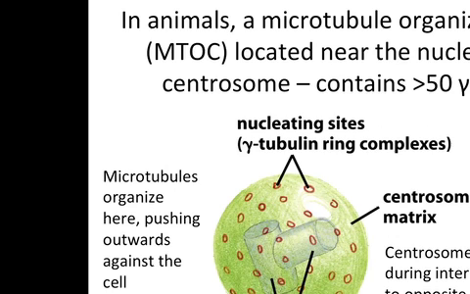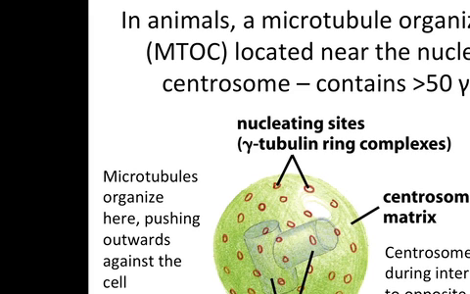Okay. So this is where we ended. We're talking about the microtubule organizing center, which is located near the nucleus. So this is the centrosome, and it's covered with more than 50 gamma-tubulin ring complexes. And that's why you have the nucleation of microtubules at this location. Usually you see kind of like a star bursting out from right next to the nucleus.